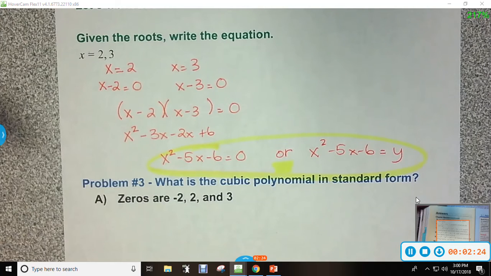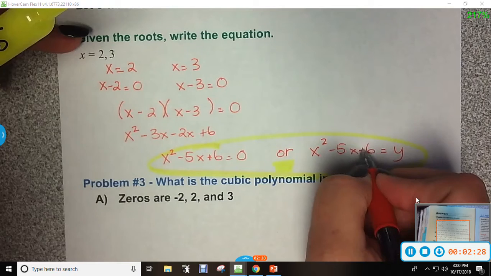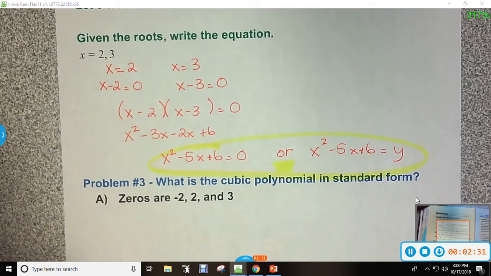Positive 6. Oh, yep, you're right. Yep, those negatives are dangerous. Y'all are not the only ones that miss them. Okay, is that too terribly bad? No.